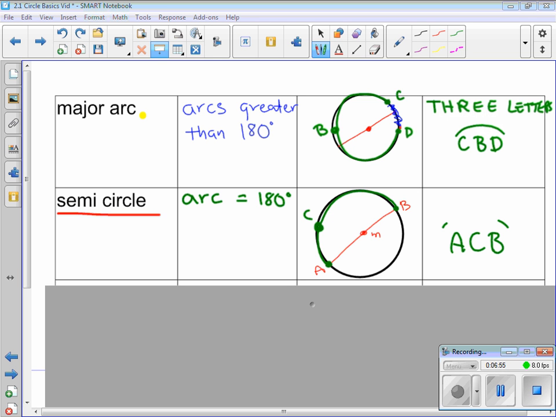All right, semicircles. Semicircles are equal to 180 degrees. We'll also use three letters for semicircles to designate it. We'll strike an arc across the top of it. That lets the person know we're talking an arc and not a segment.